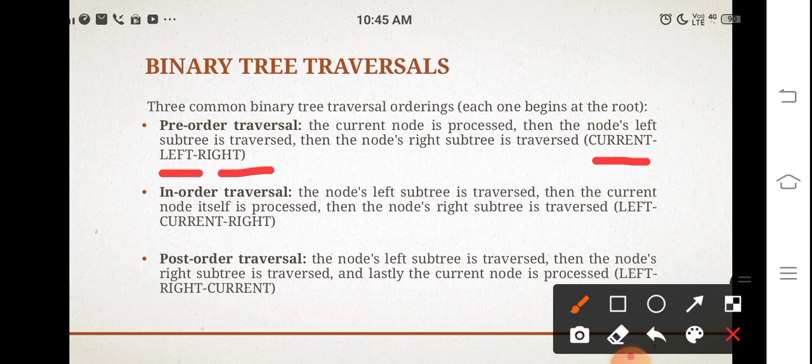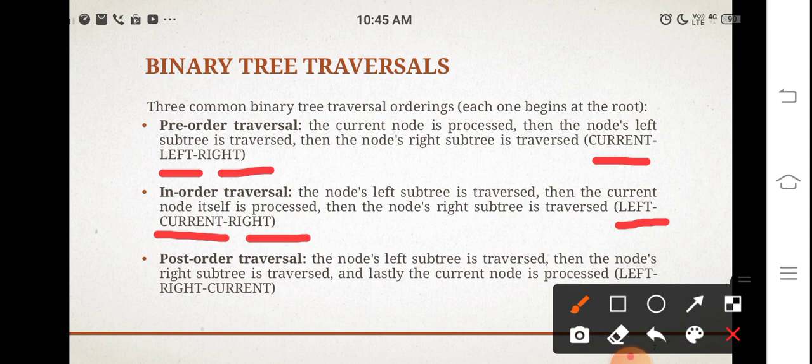Then in-order traversal: the node's left subtree is traversed, then the current node itself is processed, then the node's right subtree is traversed. That is, first we process the left subtree of the root, then the current node, that is the root node, then the right subtree of the root. Since we process the root node in between left and right, it is called in-order traversal.